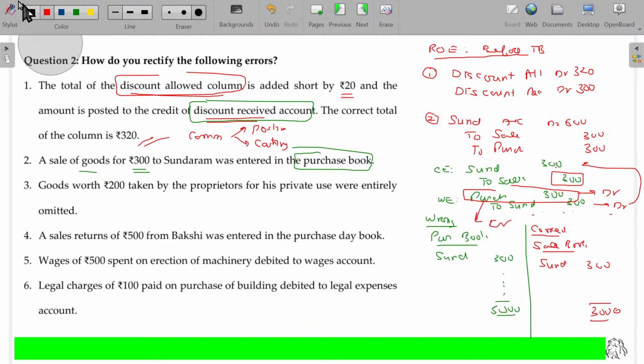Second one being error of posting. Posting error. In commissioning, we have error of commissioning, we have posting and casting. Here we have posting error. Goods worth rupees 200 taken by the proprietors for his private use were entirely omitted. Complete omission, very comfortable to rectify. Just pass the entry.